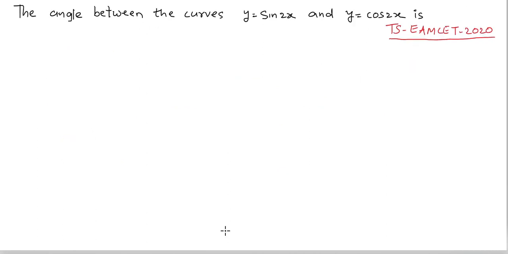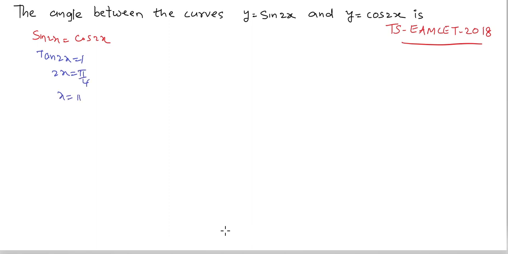The angle between the curves y is equal to sin 2x and y is equal to cos 2x is. This is TSM set 2018 question. So here is given curves are y is equal to sin 2x and y is equal to cos 2x. That means sin 2x is equal to cos 2x. From this, tan 2x is equal to 1. So that is 2x is equal to pi by 4. So x is equal to pi by 8.